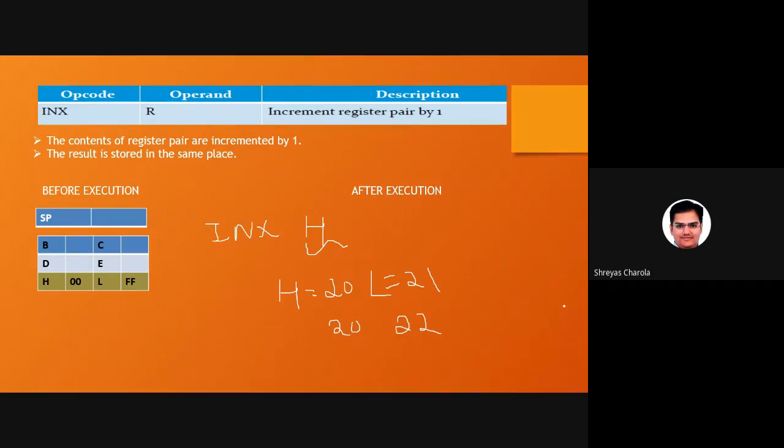Okay, so that is what we need to understand. Now, let's consider, again, one example to give you detailed ideas. Say I have 00FF in HL. If you write INX H, what should be the content in HL? The content now is 00FF. When you increment by 1, what should be your answer?